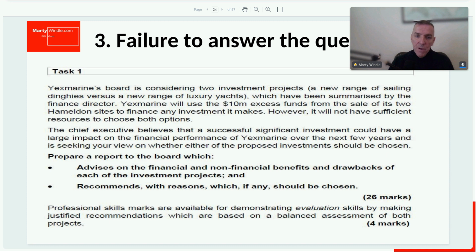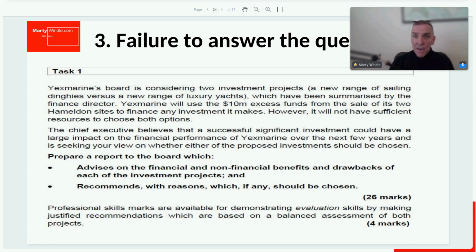So there's actually quite a lot of requirements in this question, and we can break it down. So first of all, we've got 2 projects here. There's 2 projects that they're going to talk about in this answer. They've got a new range of sailing dinghies or a new range of luxury yachts. So you've got 2 projects, project 1 and project 2. So already there's 2 things you've got to talk about. You've got to talk about financial and non-financial benefits. That's 2 things. The financial and non-financial drawbacks, that means 4 things, right? 4 things, and then 2 projects. So that's 8 things.